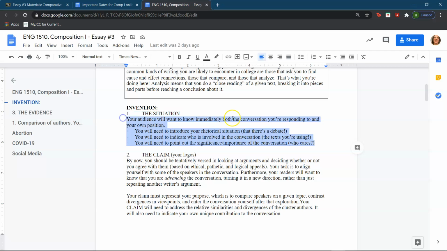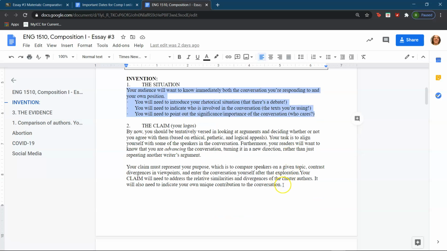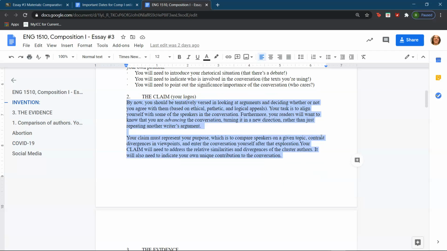So here's the situation. Your audience will want to know immediately both the conversation you're responding to and your own position. So you'll need to introduce your rhetorical situation, who is involved in the conversation, and point out the significance and importance of the conversation. Now the claim is your logos, or your logical appeal. So your task is to align yourself with some of the speakers in the conversation. Furthermore, your readers will want to know that you are advancing the conversation, turning it in a new direction, rather than just repeating another writer's argument.